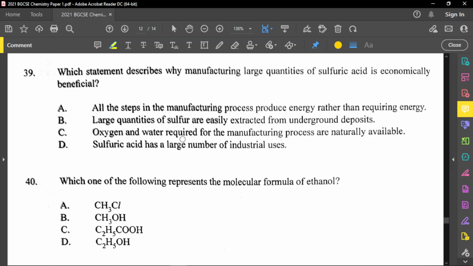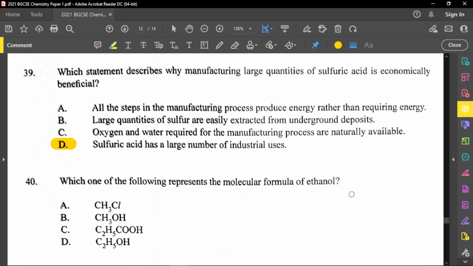Sulfuric acid has a large number of industrial uses. Yep, tons of uses for sulfuric acid. Sulfuric acid is used in fertilizers, right? Or even to make fertilizer. Sulfuric acid is used in detergents. It's used in paints or dyes. It's used to make explosives. Sulfuric acid is used to make plastics. There's a number of things you can use sulfuric acid to do.